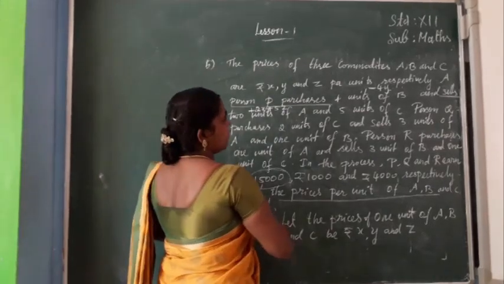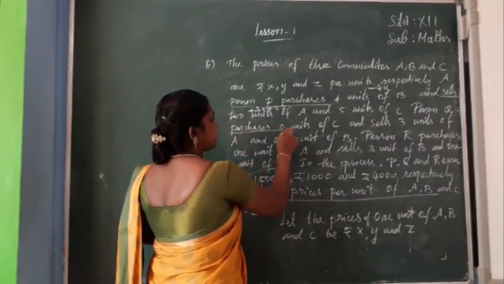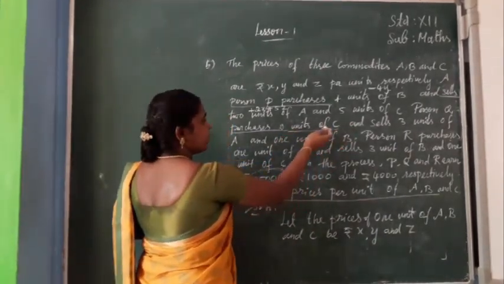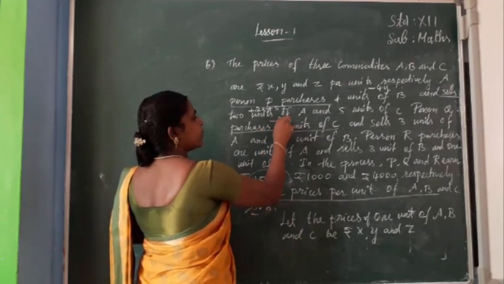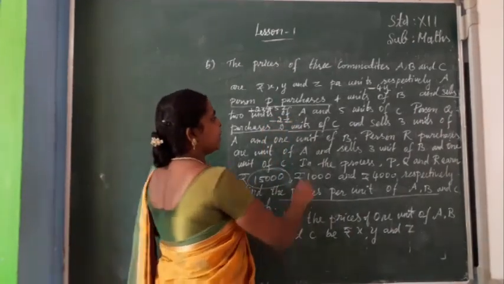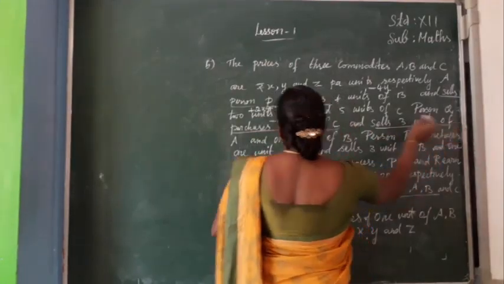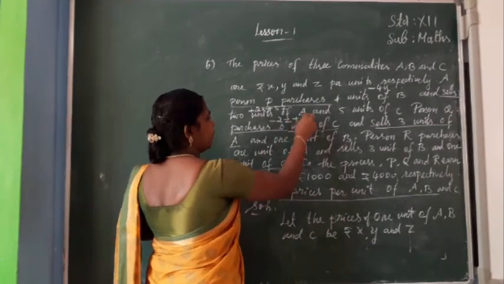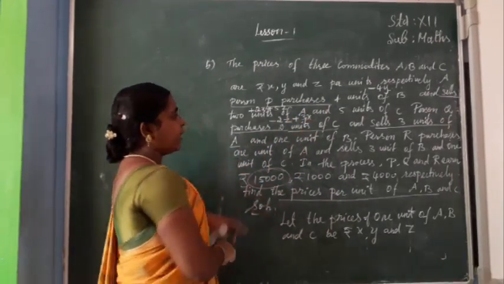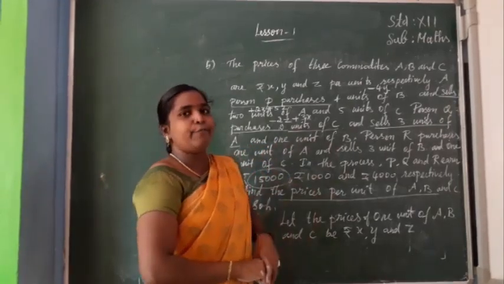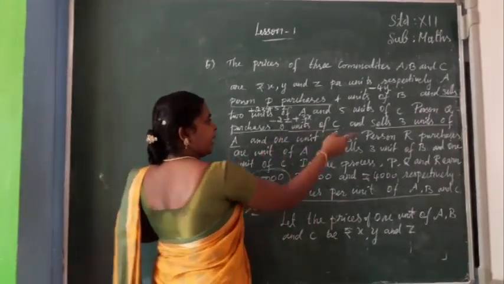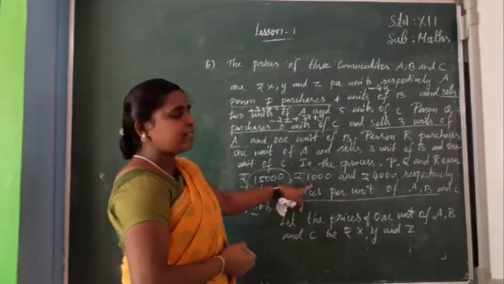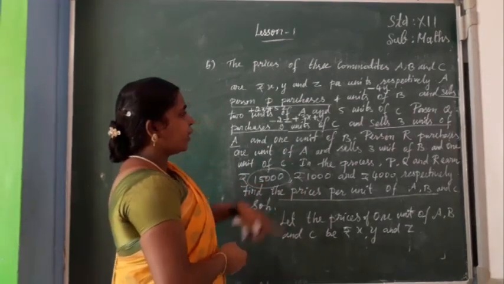Then you can say the next condition. Person Q purchases 2 units of C. Purchase means minus, so minus 2Z. Okay, clear? Minus 2Z and sells 3 units of A. Sales means plus, so plus 3X. And 1 unit of B. B means Y, sells, so plus Y. Equal to rupees 1,000.